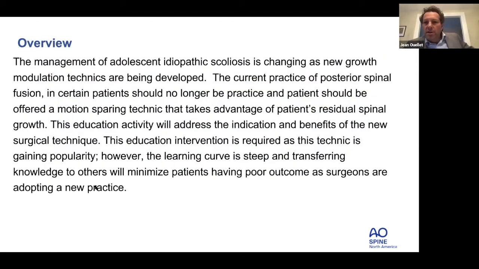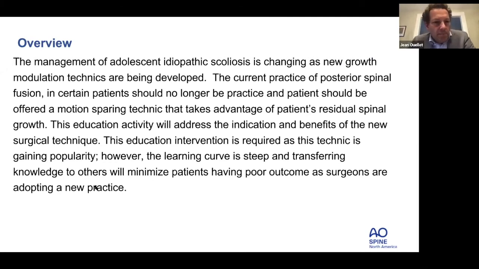The overarching purpose of the talk is essentially to speak to you about growth modulation, as these are new techniques that are developing. Education is at the core of the ability to improve outcome for these patients, and we're here to share our experience and hopefully answer some of your questions.